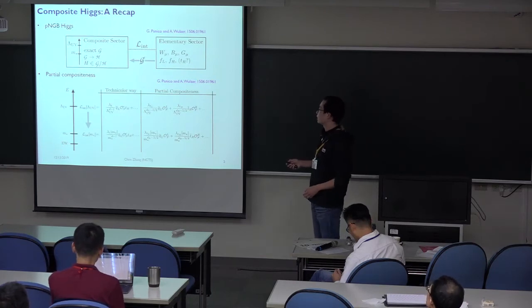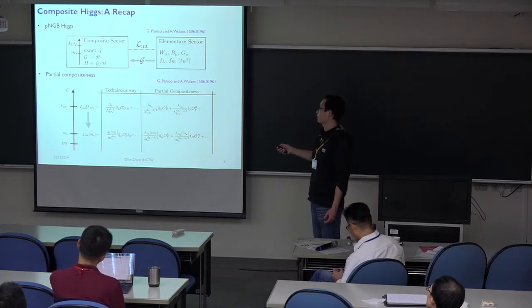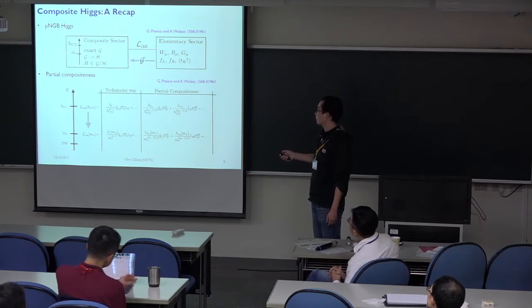You might know that composite Higgs is motivated by the naturalness issue, and here I will give a very brief recap of 2 main pillars of modern composite Higgs models. First is Higgs arises as a pseudo-Nambu-Goldstone boson. And the basic setup is as follows.